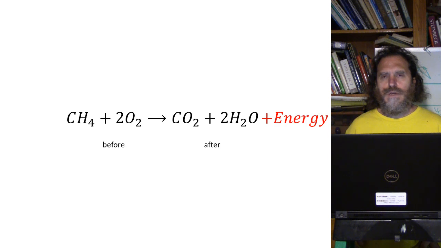And so why is that? Why is energy produced in this chemical reaction? By the way, this is called an exothermic chemical reaction because energy is released. Exo meaning out of, and thermic meaning thermal energy. It's exothermic if there's leftover energy after the reaction takes place. So why is this energy released?